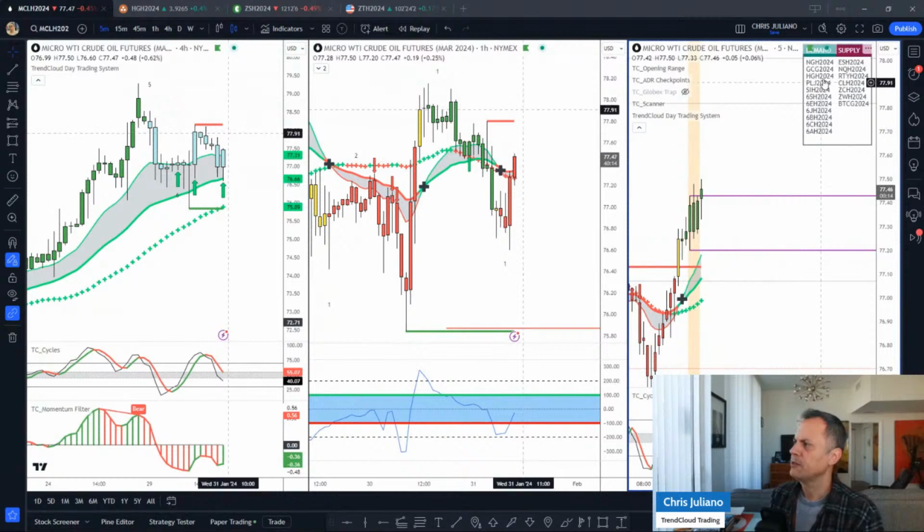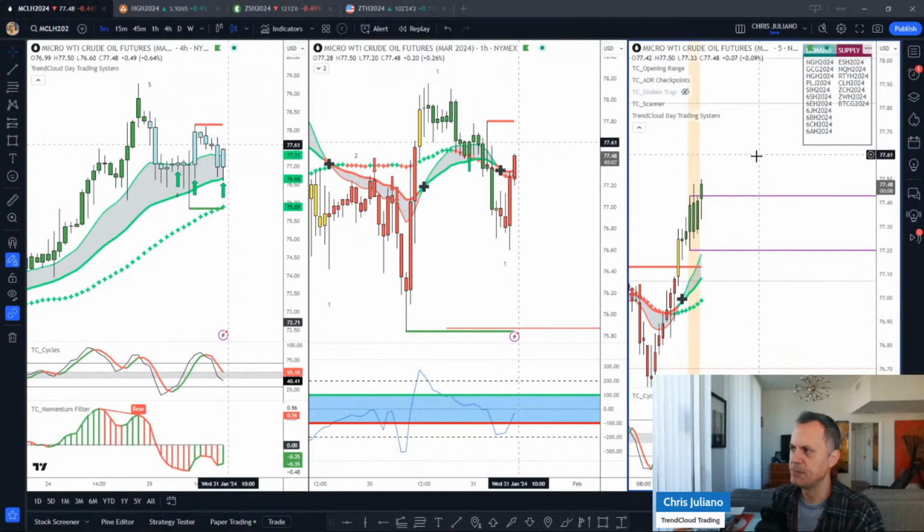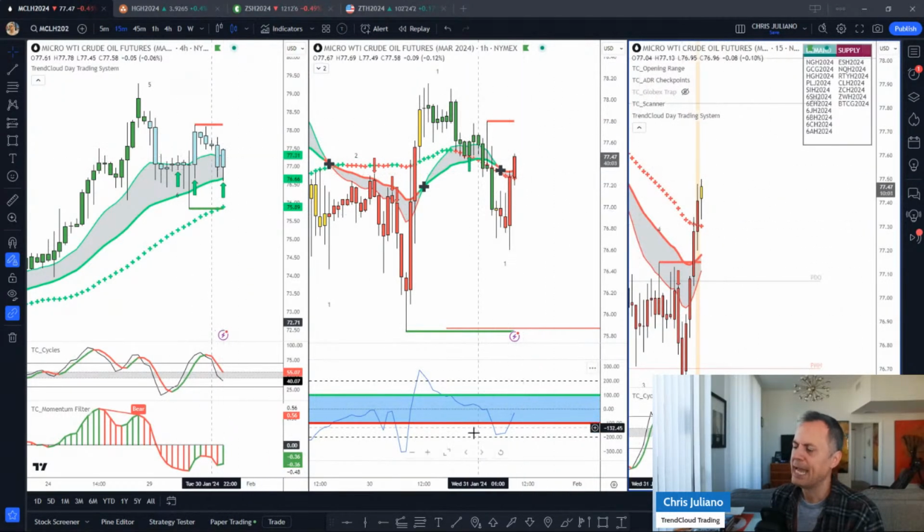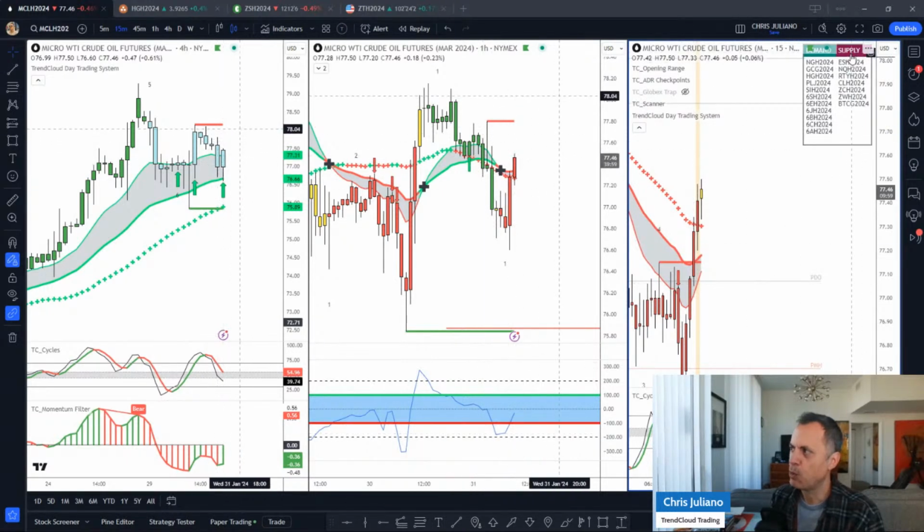Crude oil is in our supply zone column, which means we have a 15-minute downtrend, okay? And momentum is down on the 1-hour chart. That's why it's in here, okay? We have to apply that to our strategy now.